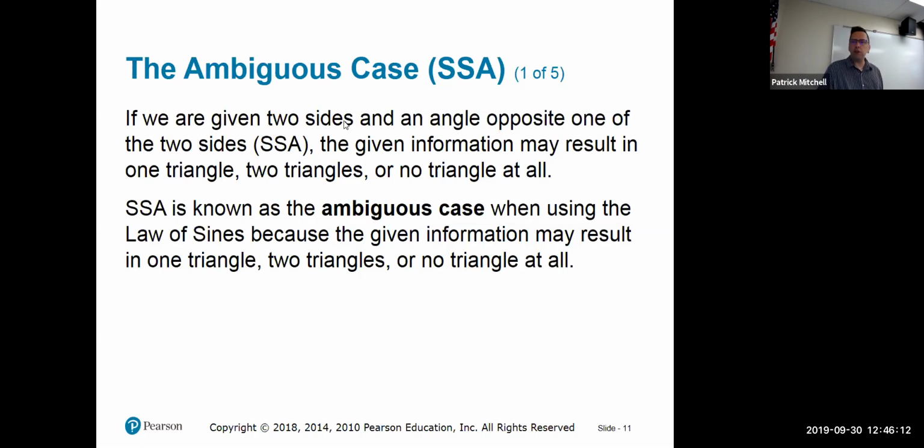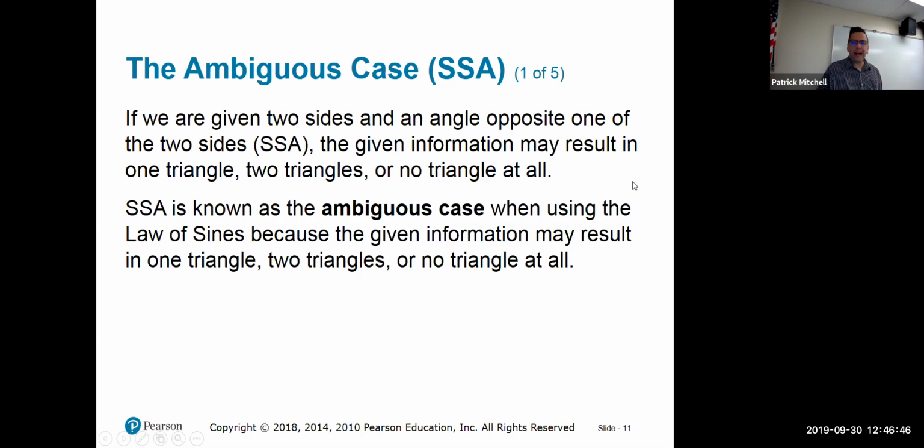That's where you're given two sides and an angle opposite one of the sides. Depending on the size of those numbers, that information may result in one triangle, like we've been getting, two different triangles, or possibly no triangle. And that's why it's called the ambiguous case, because I don't know exactly how many triangles will come out of those specs. So what I'm going to show you now are some pictures.